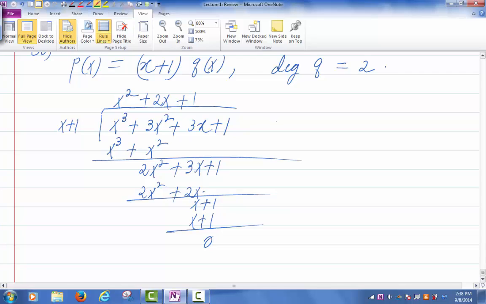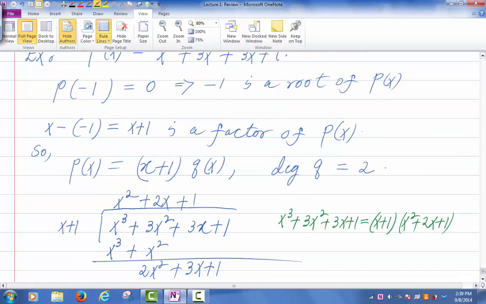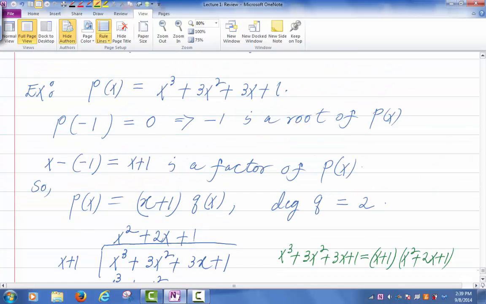So that tells you that if I have x cubed plus 3x squared plus 3x plus 1, that's the same as x plus 1 multiplied by the quotient, which is x squared plus 2x plus 1. Is everybody okay? Of course, x squared plus 2x plus 1, you can factor that out more, but that was not the point of this example. I was just illustrating the fact that if you have a root, then x minus the root is a factor. It means that you can factor out the polynomial where one of the factors would be x minus the root.